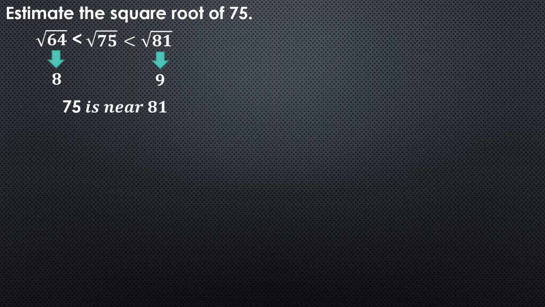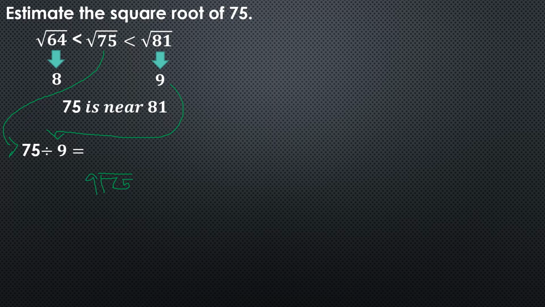And 75 is near 81, so we have to use the square root of 81 in our next step. That will be 75 divided by 9. So 75 is our radicand and 9 is the square root of 81. So if we're going to divide that, let me show you. That is 75 divided by 9.